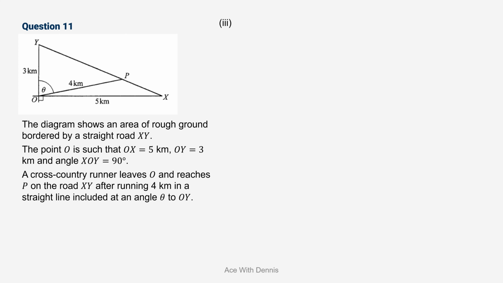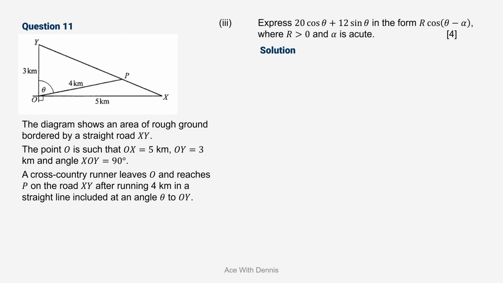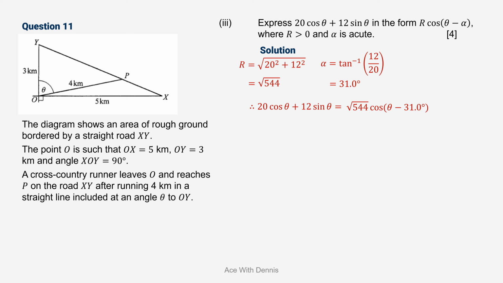Part 3. Express 20 cosine theta plus 12 sine theta in the form R cosine of theta minus alpha, where R is greater than 0 and alpha is acute. 4 marks. So this is to convert the expression into the R formula. So you can use the R formula method. The capital R here will be square root of 20 squared plus 12 squared, which is square root of 544. For the alpha, it will be the inverse of tangent 12 over 20, which is 31.0 degrees. Therefore, 20 cosine theta plus 12 sine theta will be equal to square root of 544 cosine of theta minus 31.0 degrees.